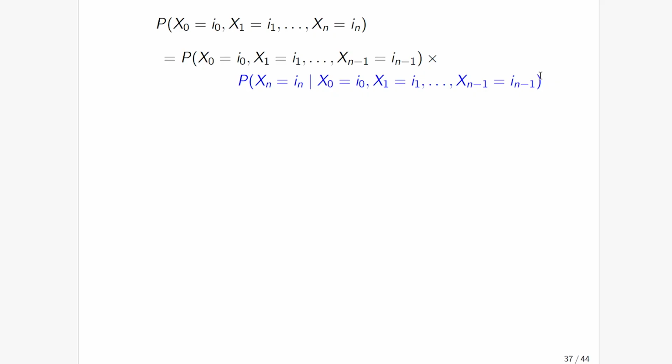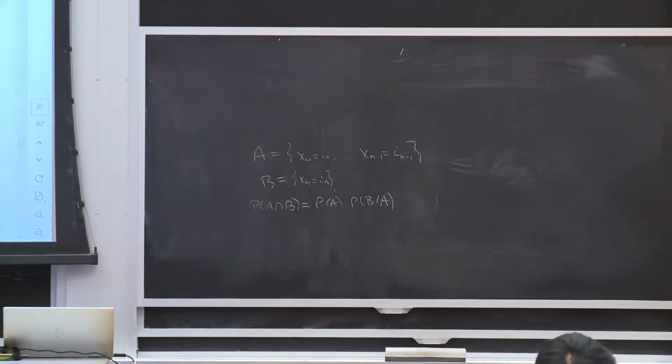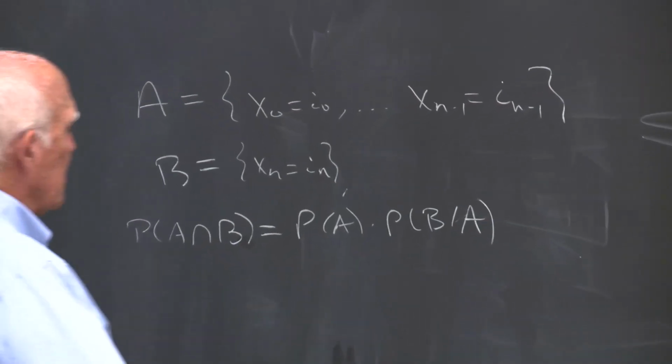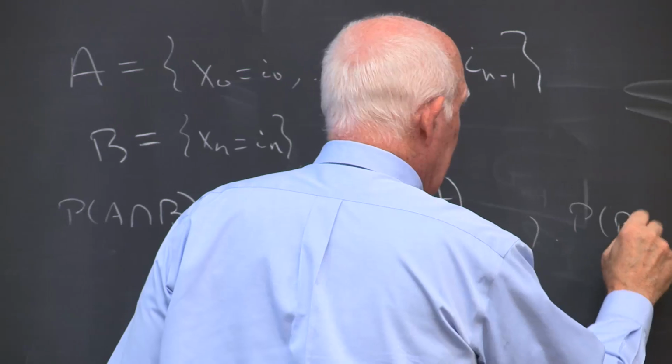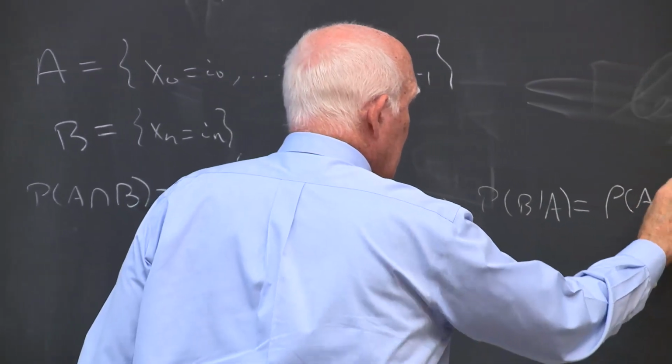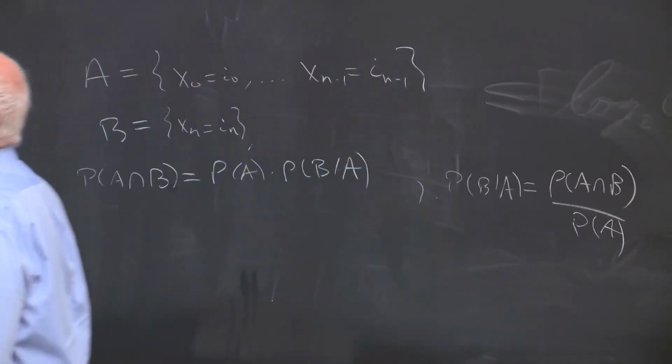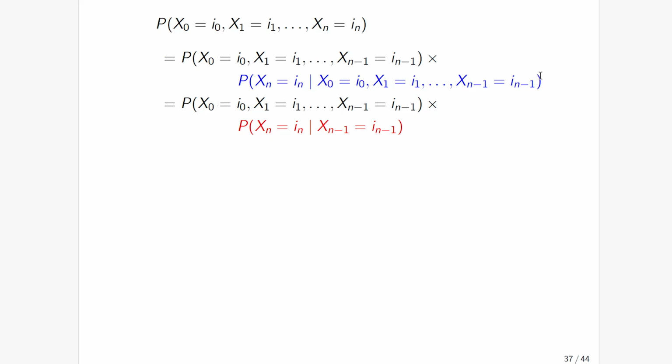And this formula on the blackboard is simply Bayes' formula relating the conditional probability of B given A to the probabilities of A and B. Now, with this second equation, we can simplify that to the probability which only depends upon the n minus 1 value. And so this probability is equal to the marginal probability of the first n minus 1 times the transition probability from state i n minus 1 to in, and that won't depend on n.